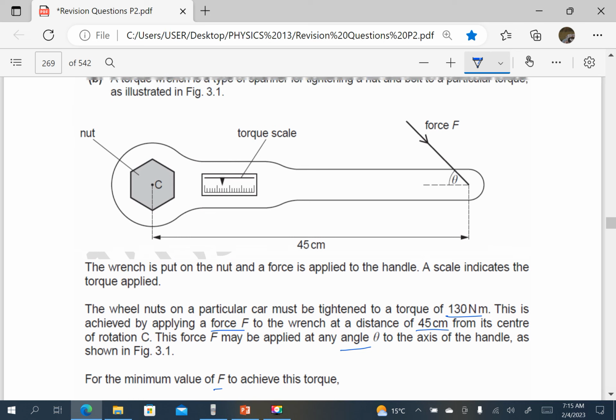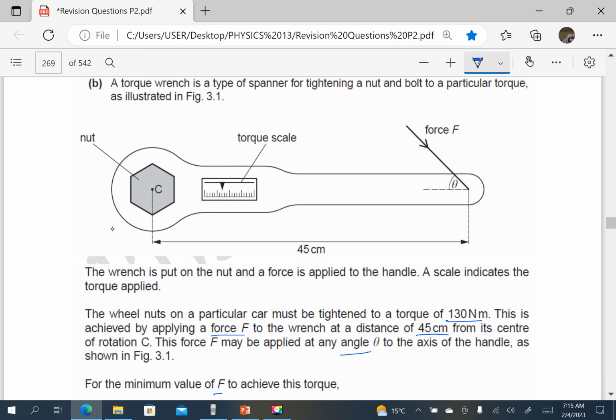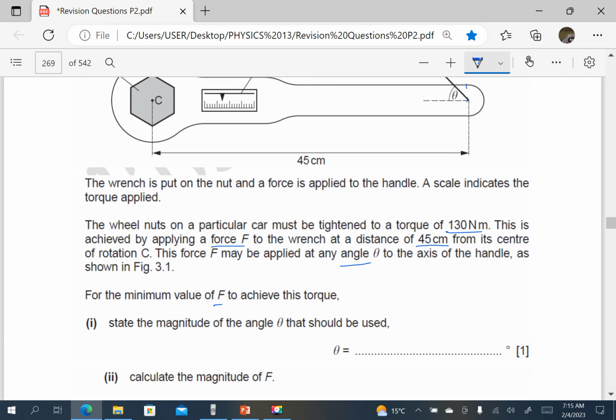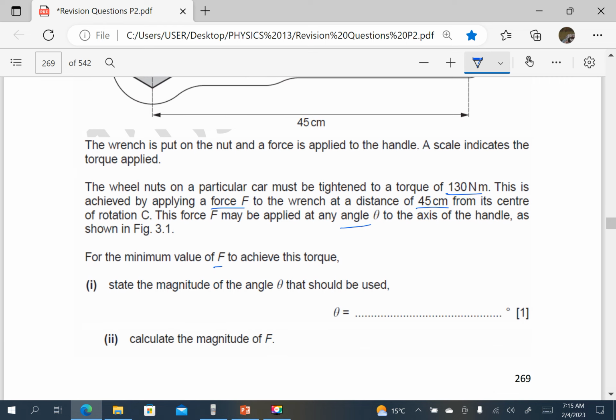If we want to apply a small value of F, then this force must be acting vertically downwards onto this handle, instead of acting at that angle. That means to apply a minimum value of F, the magnitude of the angle theta that should be used is going to be 90 degrees. Then calculate the magnitude of F.